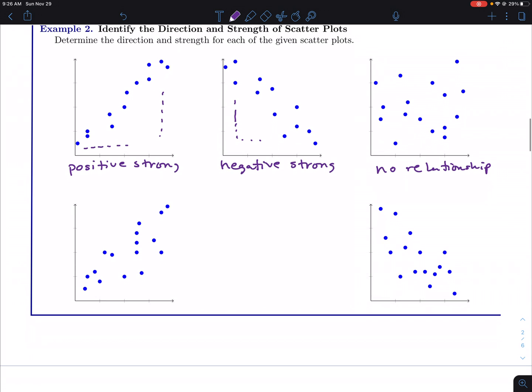All right, so the last two. Again, this one looks like it's positive. And again, I can tell that it's a line, but these points are definitely further apart. So I would say that this is a weak positive. And the last one over here is definitely negative. Again, I can sort of tell that it looks like a line, but this is going to be a weak negative for me. All right, is that okay with everybody being able to identify all the different parts of a scatter plot?